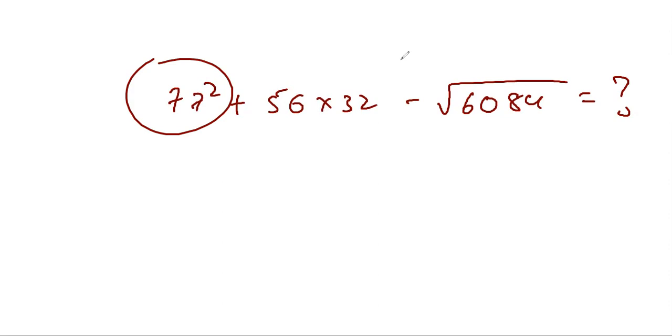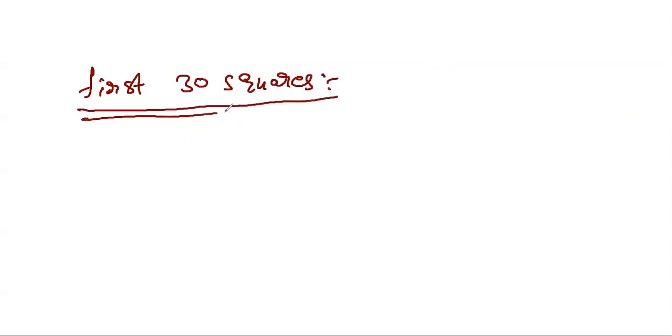Before finding these square numbers, we have to learn the first 30 square numbers. These first 30 square numbers, either you have to remember them, or if you don't know them, then you have to learn them by heart, but you should learn them. Without learning these 30 squares, this video will not be very useful to you, because the entire calculation we are going to discuss in this video totally depends on these first 30 squares.